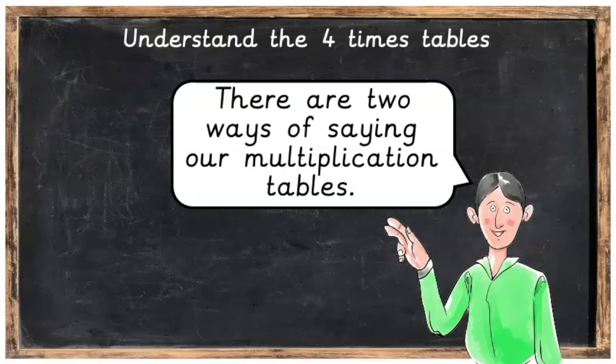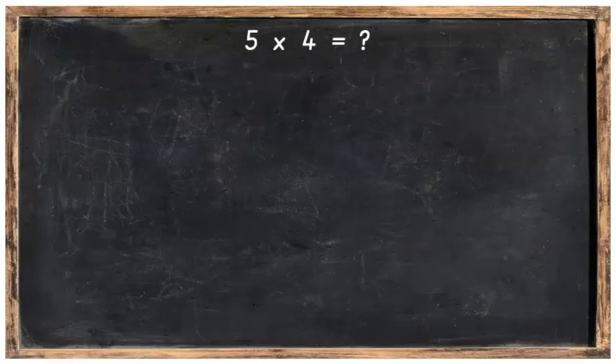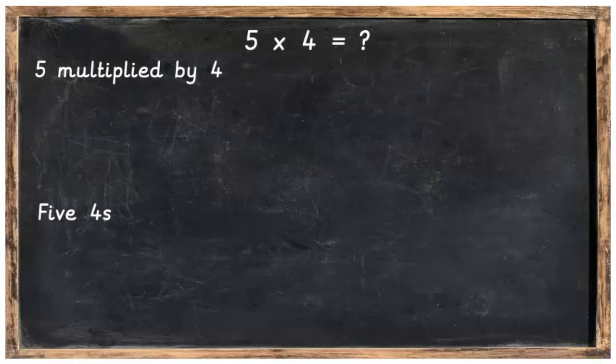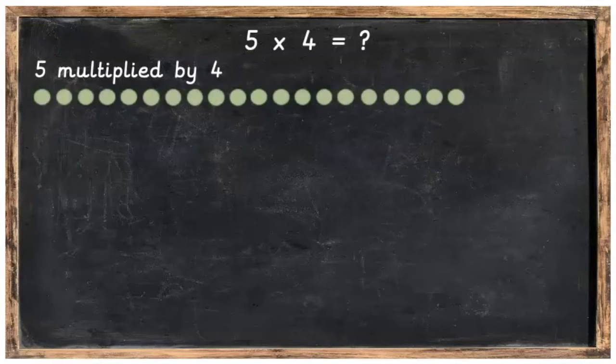Okay, so there are 2 ways of saying our multiplication tables. Let's take, for example, this sum here, 5 times 4. Well, we can either say 5 multiplied by 4, or we can say 5 fours. But first of all, we're going to look at 5 multiplied by 4. What I'd like you to do is take out 20 counters and double check you've got the 20.